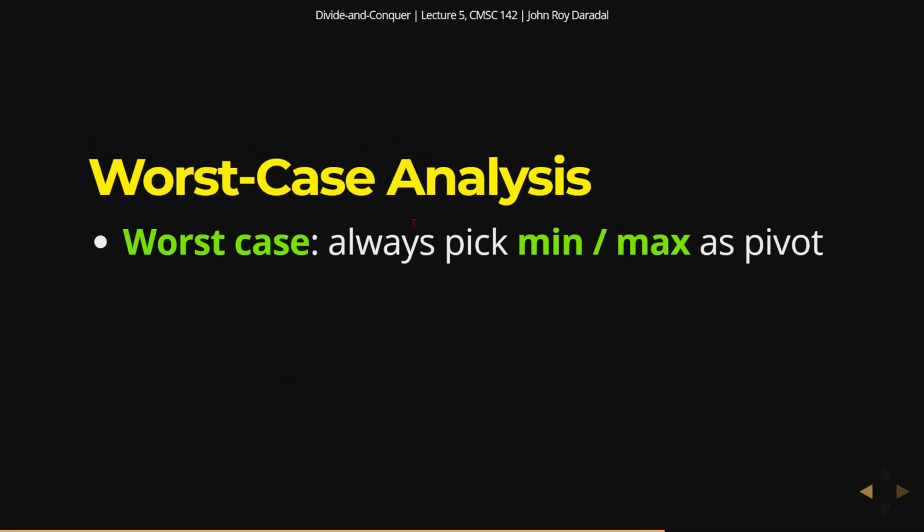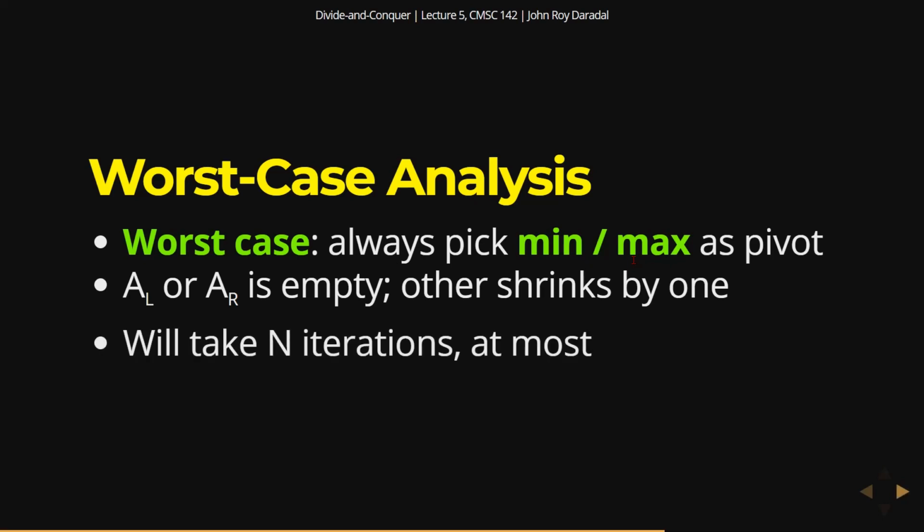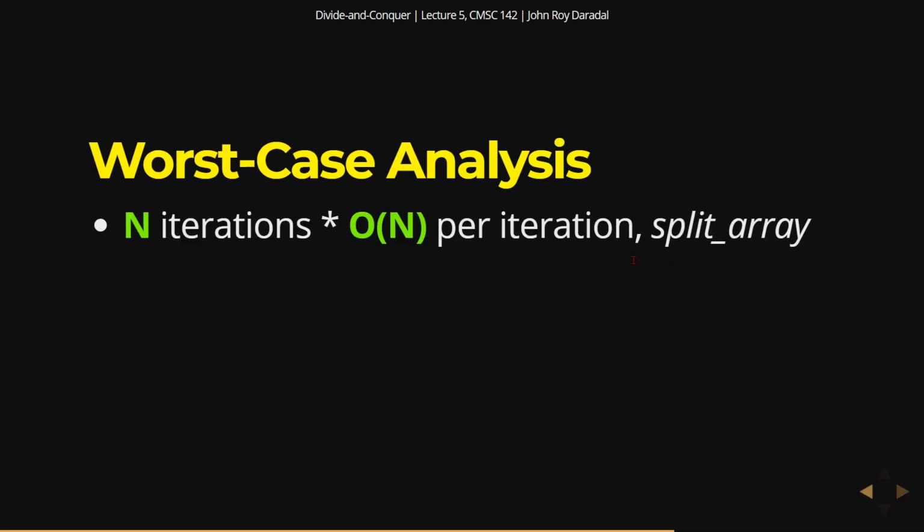How about the worst case analysis? For the worst case, we saw this earlier, that is if we pick the min or the max as the pivot, right? That's the worst that you could possibly do, because that would make the A sub l or A sub r empty, and the other shrinks just by 1. And it will take n iterations at most, because we're just shrinking one by one each time. So it would take n number of shrinks to get rid of everything. So if there are n iterations and O of n time per iteration because of the split array, then it would take O of n squared time in total.